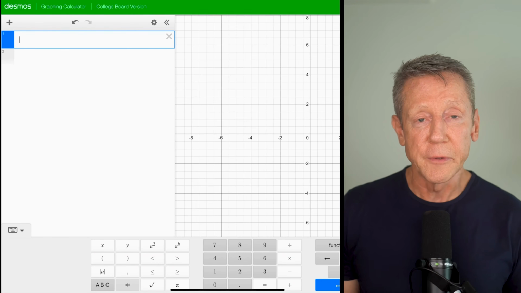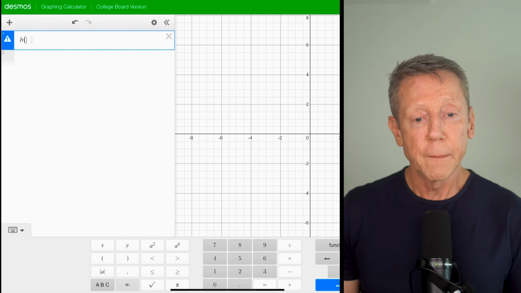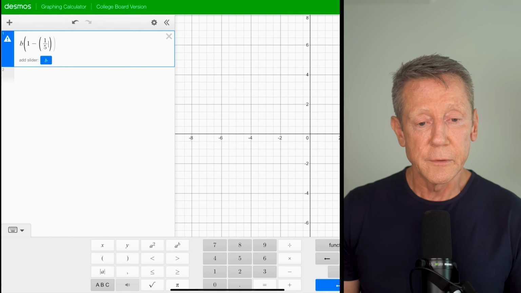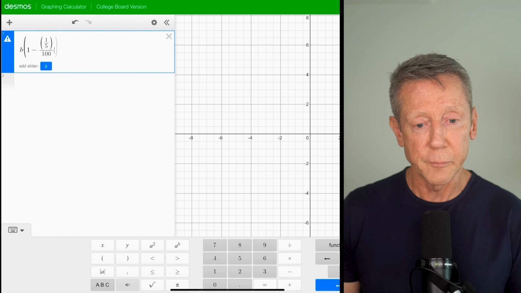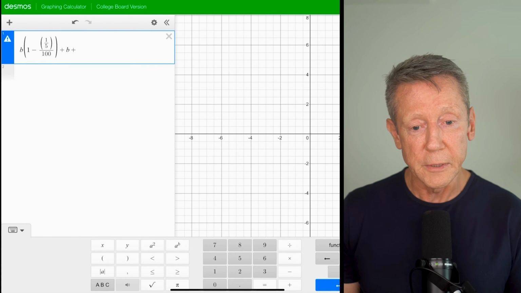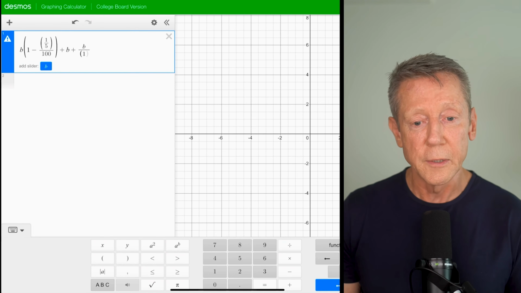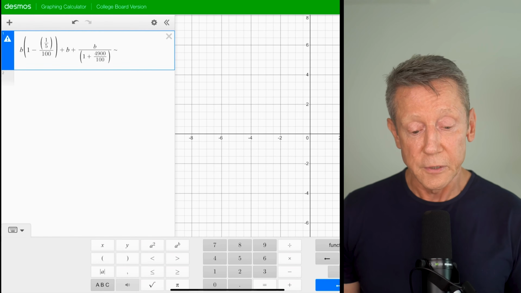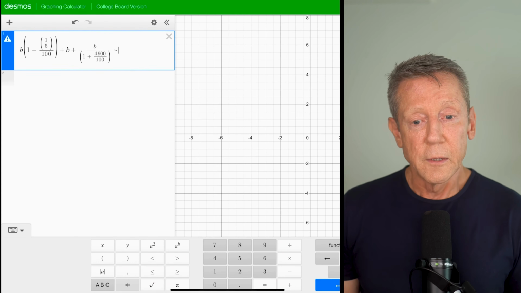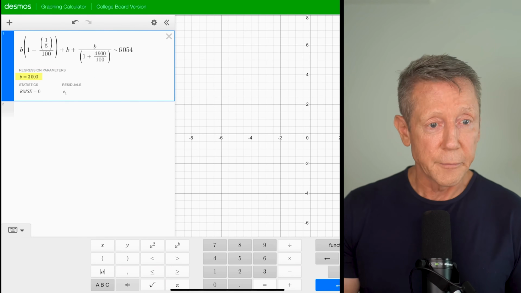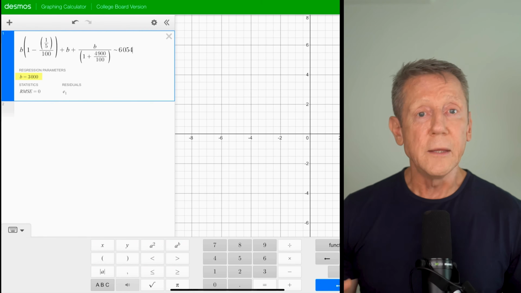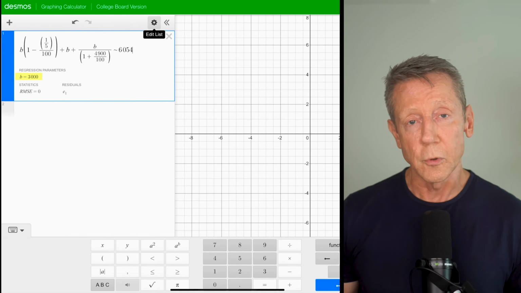I'm going to go ahead and input this into Desmos. So we have B, open paren, 1 minus 1/5 in parens, divided by 100, close paren, plus B, plus B divided by open paren, 1 plus 4,900 over 100, close paren, arrow over. And I'm just going to use the tilde right away. So tilde, 6054. And there's my answer. B is 3,000.